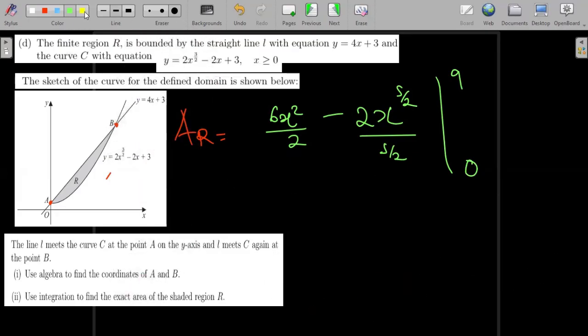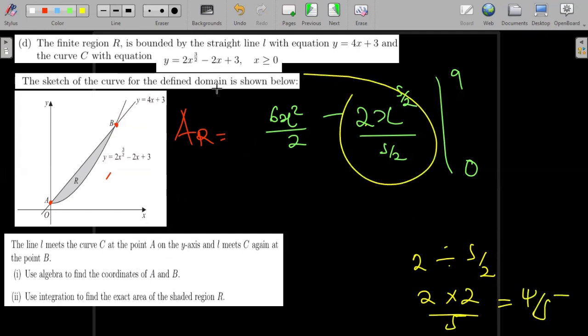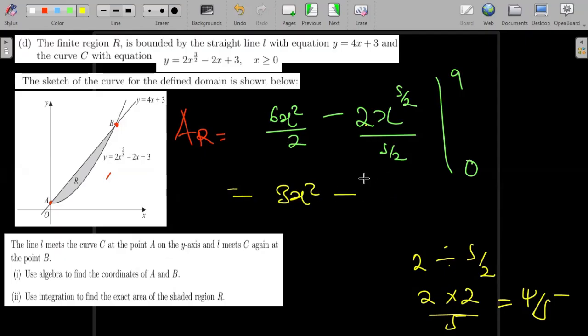Okay, so let's simplify this part here. Let's get the coefficients here and leave the x alone. So it will be 2 and then divided by what? 5 over 2, which is the same as 2 multiplied by 2 divided by 5. So that will be 4 over 5. So what we have here is 4 over 5. So this will of course be 3x squared minus 4 over 5 x to the power 5 over 2. And then of course we have the limits 9 to 0.